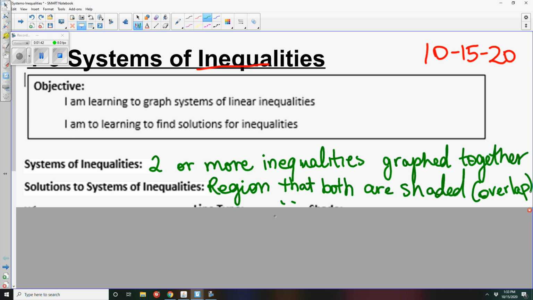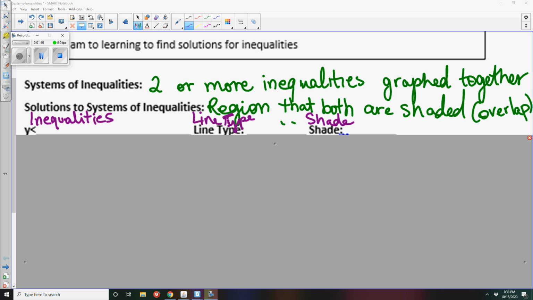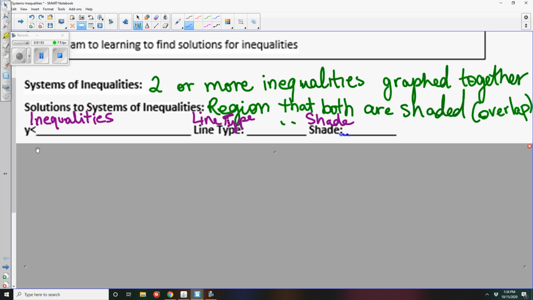Okay. So we have three columns: our inequalities, our line type, and where to shade. Because inequalities are going to affect how we make our lines today. So our first one is y. Then the inequality symbol points to the y. So do you want to remember what it is if it points to the y? Less than, you got it. So the inequality just means it's less than.